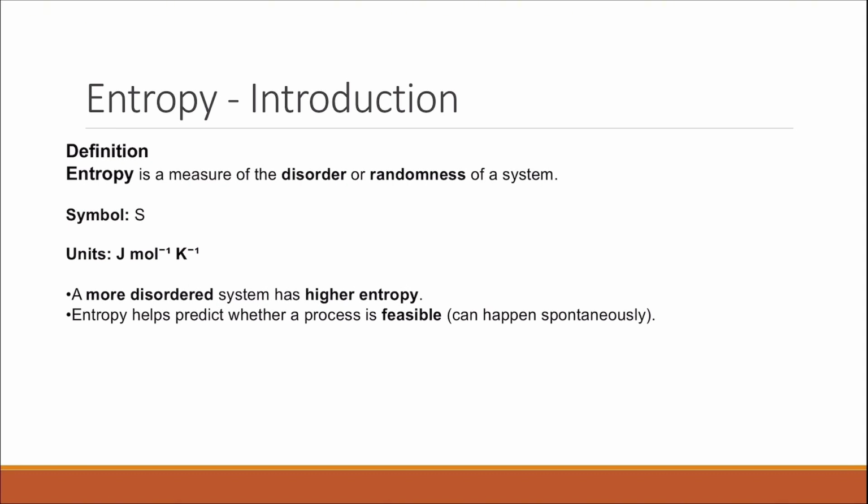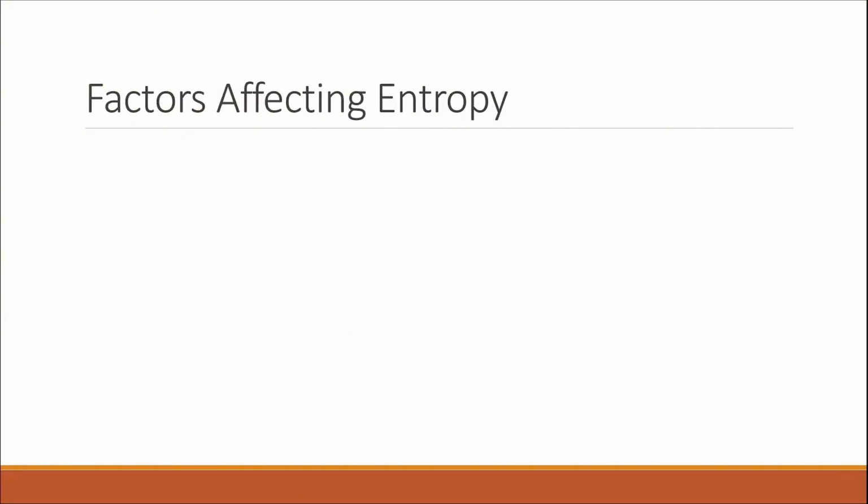Entropy helps to predict whether a certain process will be feasible or not, meaning whether it is going to happen or not. An increase in entropy means that we have a higher value for the entropy change. That means that this particular reaction is more likely to take place. There are certain factors that affect the entropy.